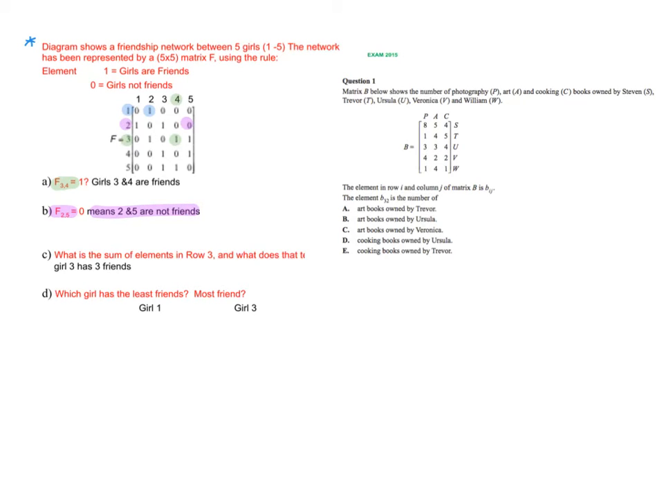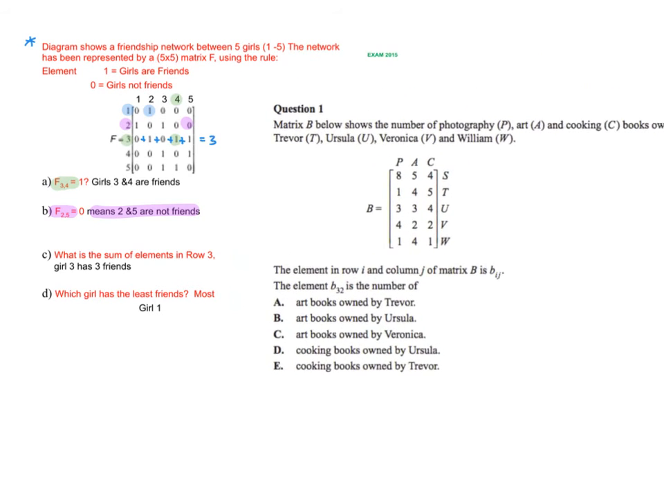What is the sum of the elements in row 3? When they talk about that, they mean they want you to add all these up in row 3. So 1, 2, 3, it equals 3. What does it equal? She's friends with 3 people. She has 3 friends, okay? And then they ask you a few other things. Who had the least amount of friends? Girl 1. Who had the most? Girl 2. All right. It's pretty easy, but you do have to try to understand.